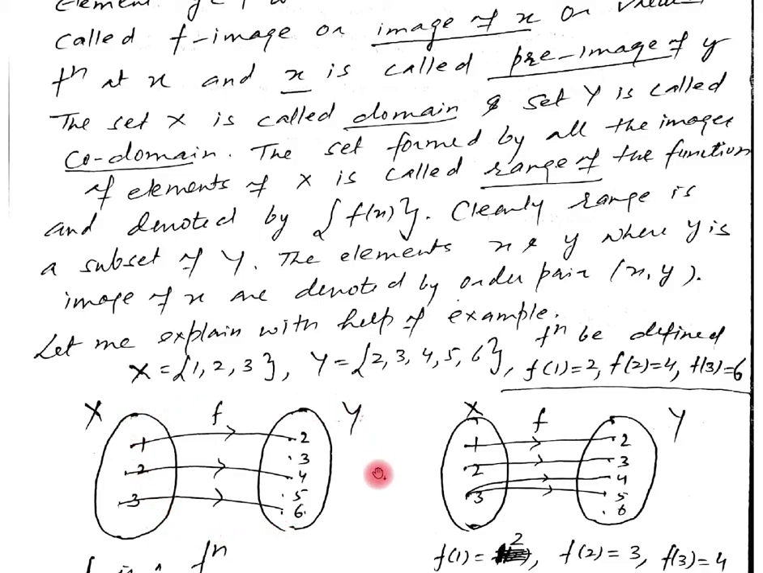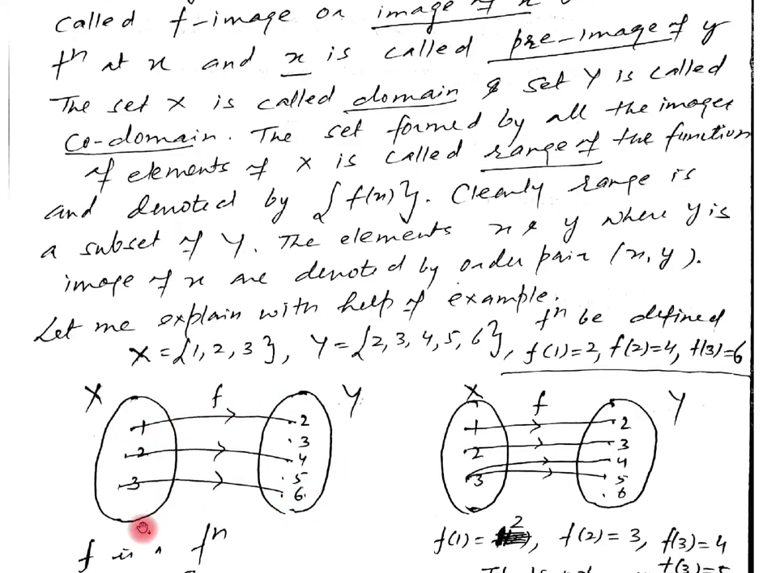Now the conditions of the function are fulfilled. Every element of X is related with a unique element of Y. So it is what? Therefore, this is a function from X to Y.